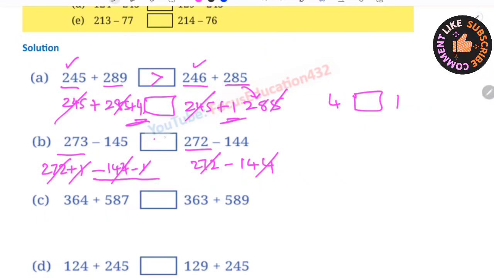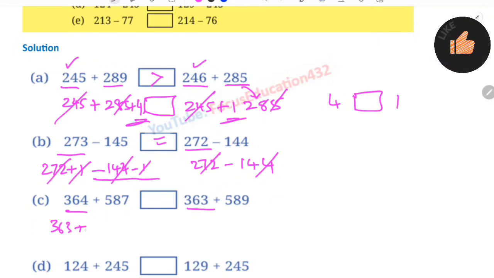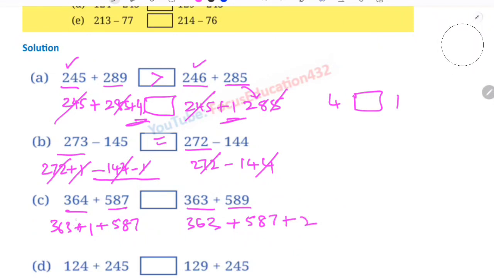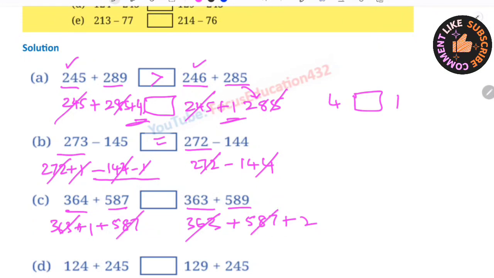So this one is equal to is the answer. In the same way, you can do the others also. So 364, 363, both are near. So 363 plus 1, this one, and 363, this one, plus 587, 589 are near. So 587 here, plus 587 plus 2 here. So 363 cancels, 587 cancels.